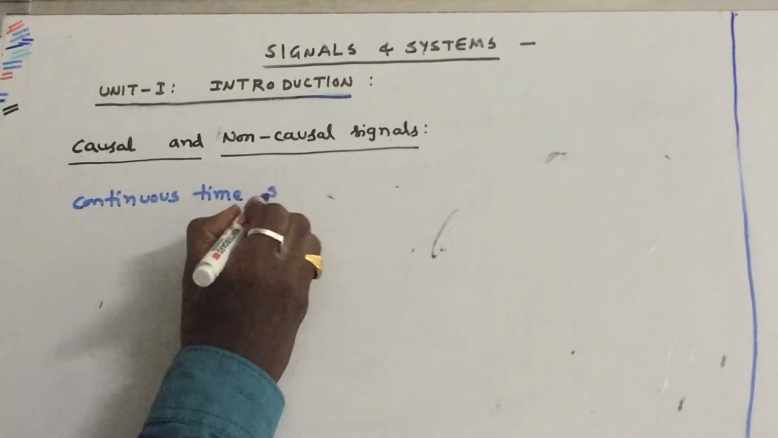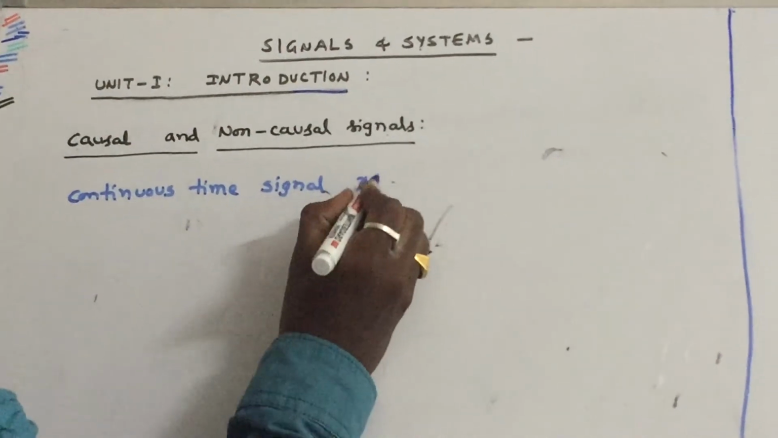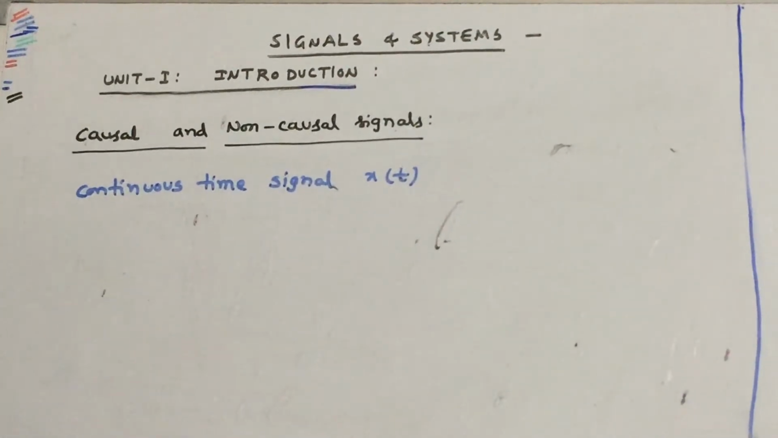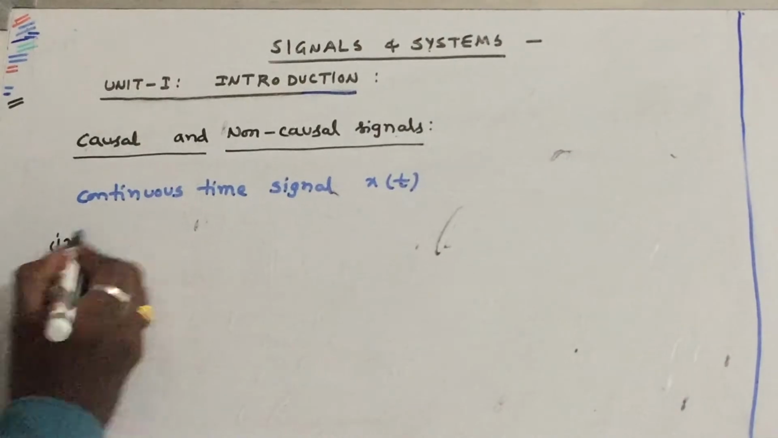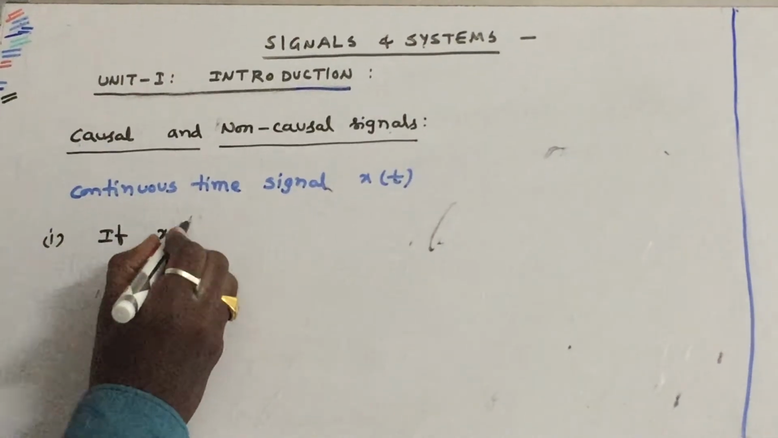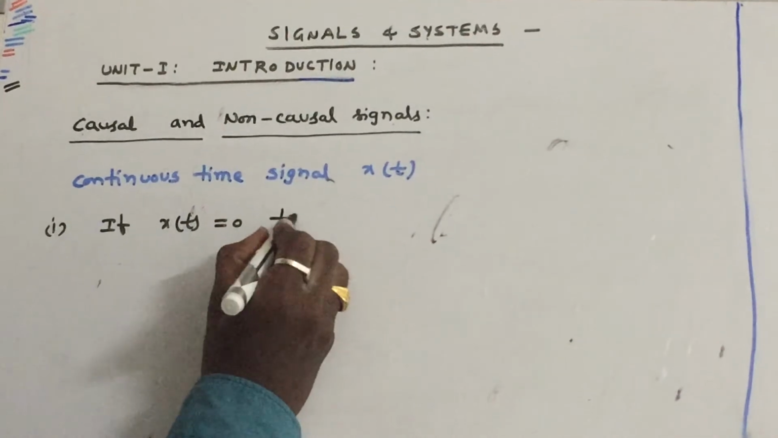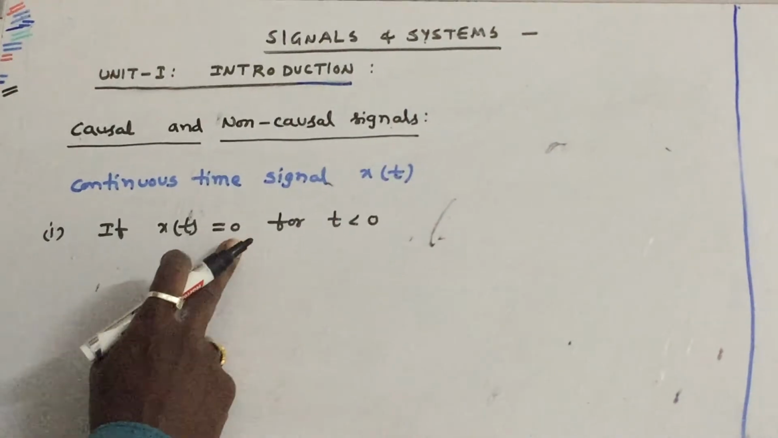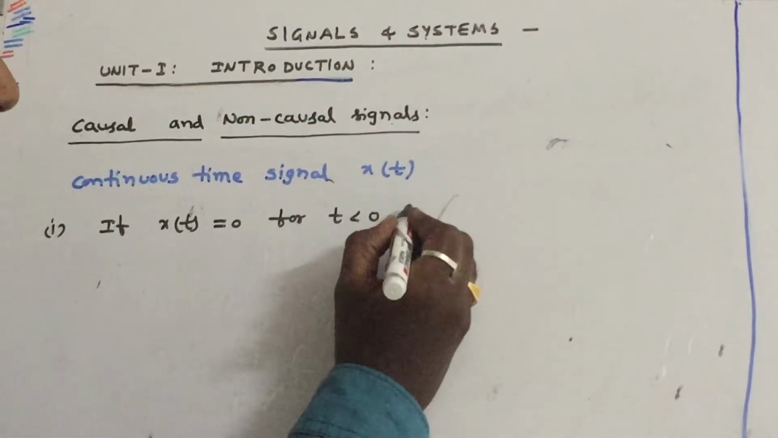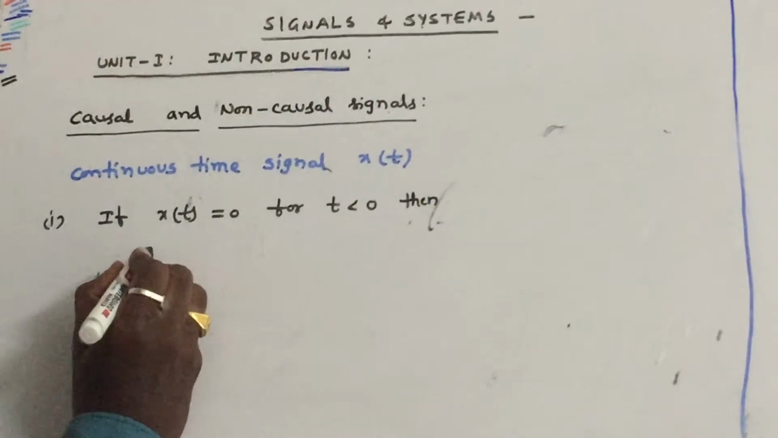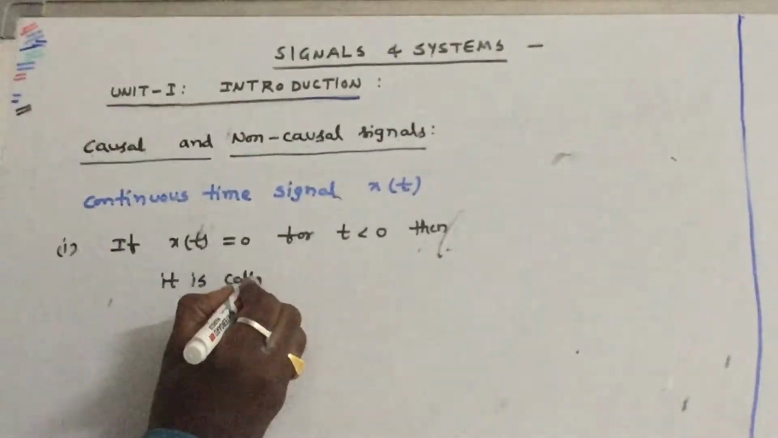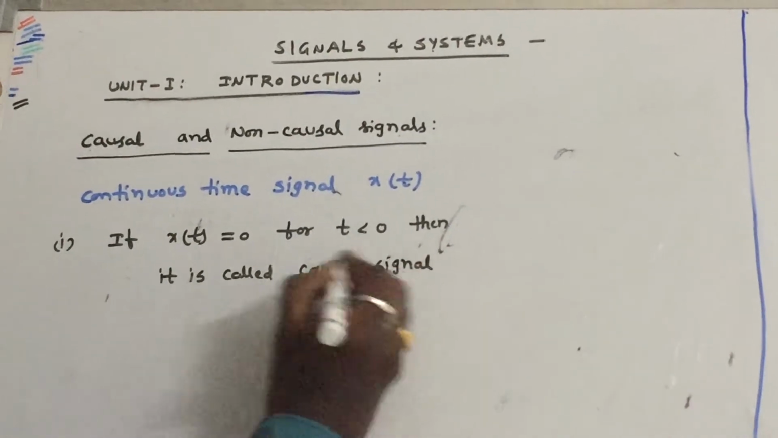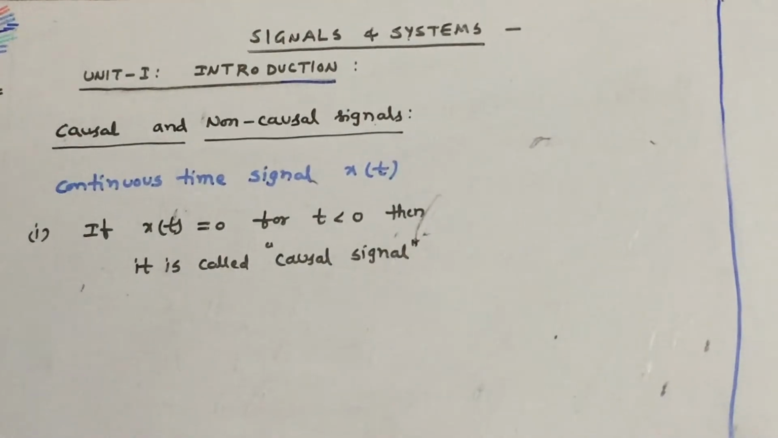continuous time signal. As you know, what is the continuous time signal? X of t. So let us see how it is defined for continuous time signal x of t. If x of t is equal to 0 for t less than 0, then it is called causal signal. It is called as causal signal. Very simple definition.